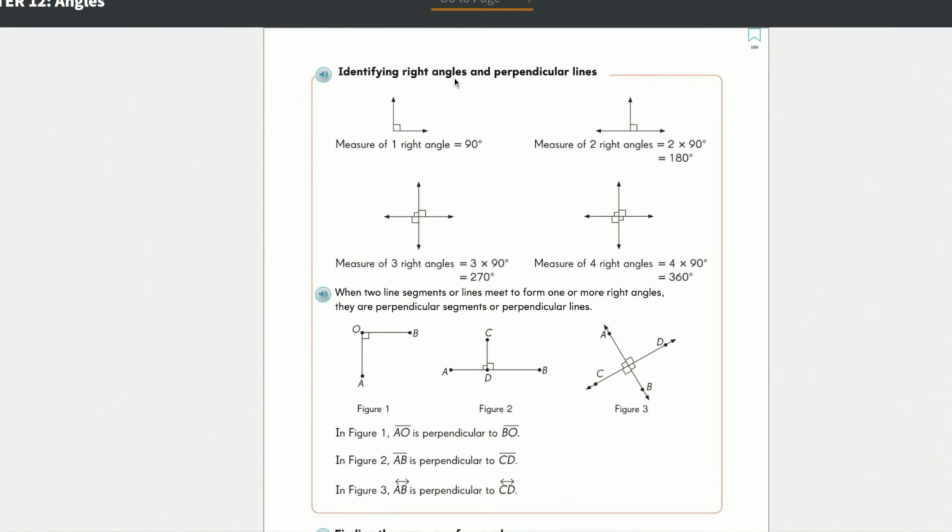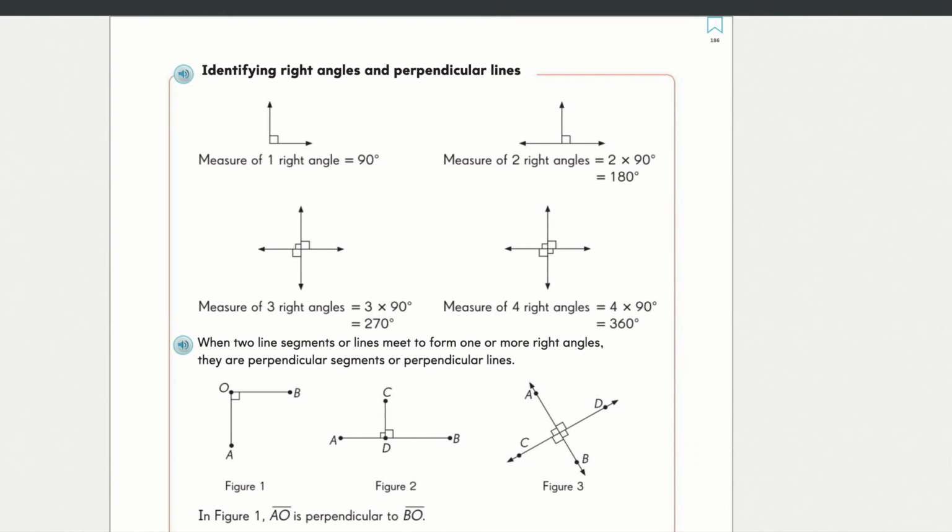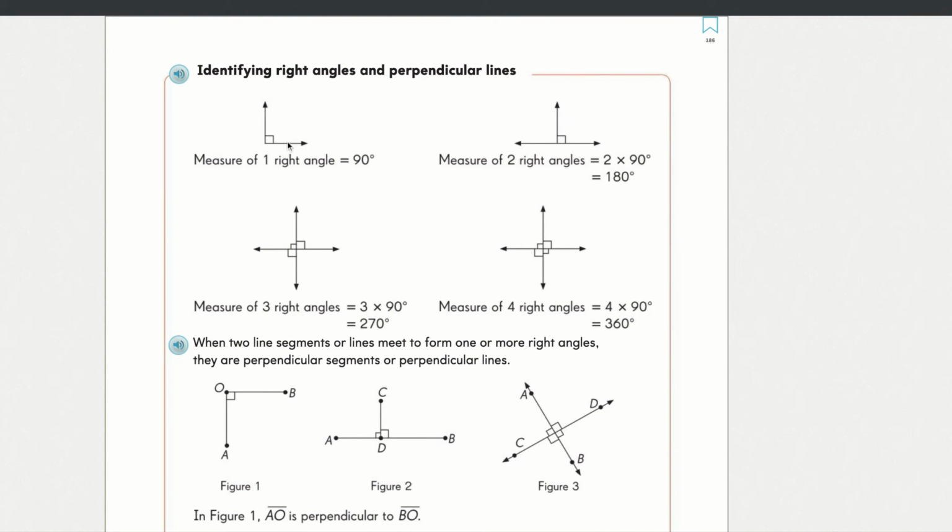Also, in a previous chapter, we identified right angles and perpendicular lines. So remember that a right angle is an angle that's 90 degrees. You can put a little piece of paper in the corner and you can see that it's a true corner with a 90-degree angle. The measure of two right angles is 2 times 90 degrees, which is 180 degrees. So this entire angle across here would be 180. The measure of three right angles would be 3 times 90. So this whole section here would be 270 degrees. And the measure of four right angles is 4 times 90, or 360 degrees.